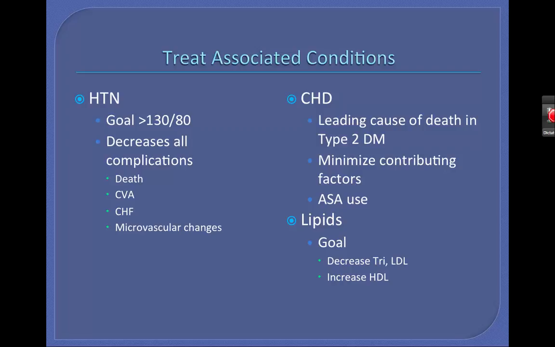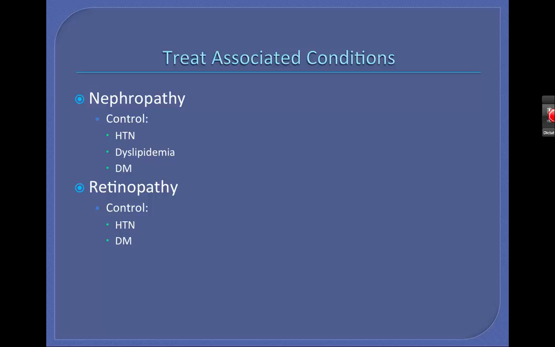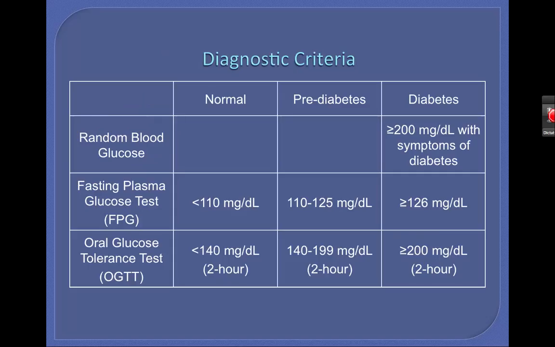Coronary heart disease is the leading cause of death in type 2 diabetics. We want to minimize contributing factors. We want to get them on aspirin. The goal is to decrease triglycerides and LDL and increase HDL. For nephropathy, we want to protect the renal function, and how we do that is we control the hypertension, the dyslipidemia, and the diabetes. For the eyes, the retinopathy, we want to control the hypertension and diabetes.